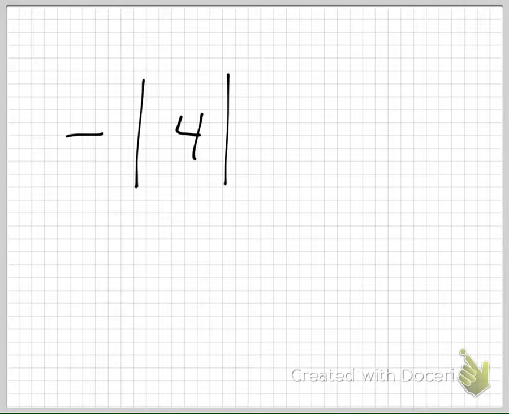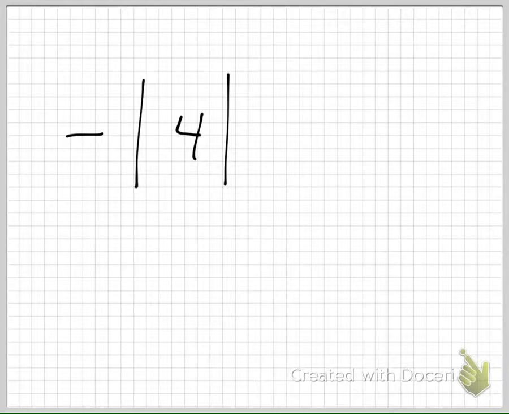So then what is the answer to this? If I said simplify this, what is the answer? Everybody write it down. Write down what answer you think it is. What answer do you have?